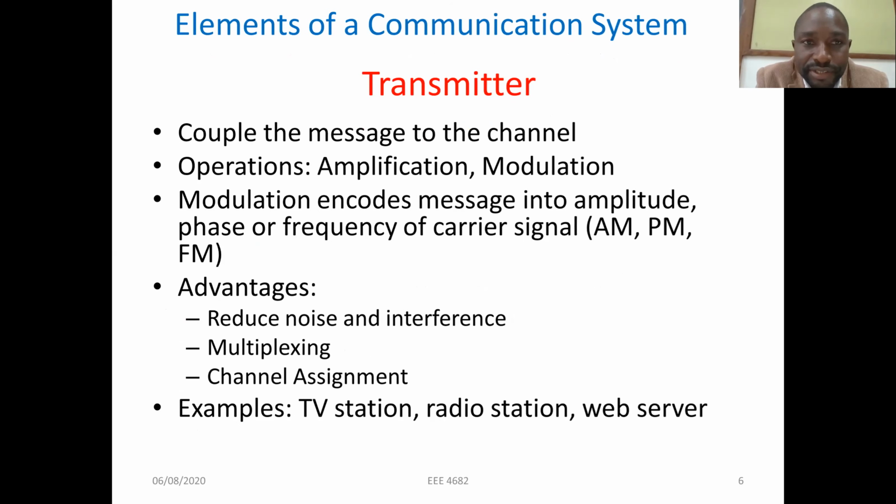Next, you've got the transmitter. Basically, the transmitter couples the message to a channel, and there are several operations that are performed by the transmitter there. The transmitter can amplify the signal before it modulates, and it can also modulate, adding a carrier to the baseband signal, and then this modulated signal can then be amplified and transmitted.